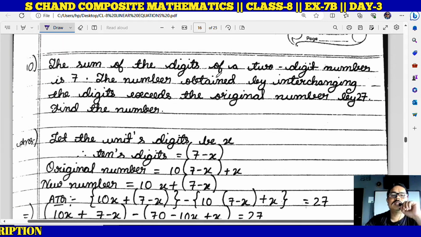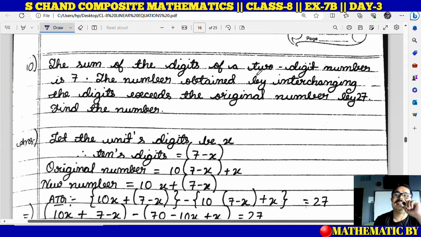The sum of the digits of a two-digit number. Again, one very important question I am telling you. The sum of the digits of a two-digit number is 7. The number obtained by interchanging the digits exceeds the original number by 27. So find the number.